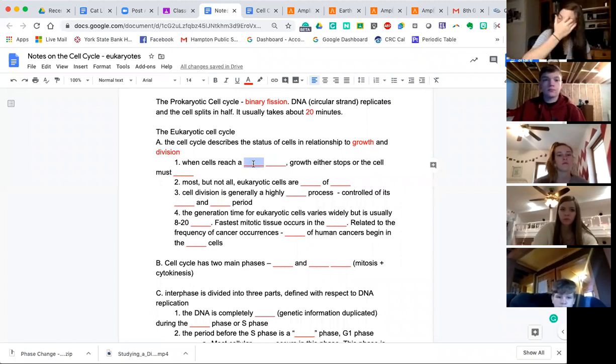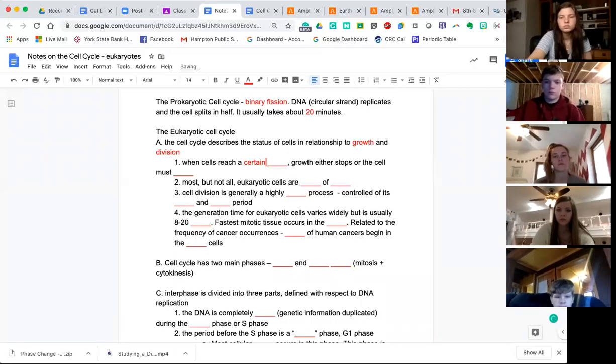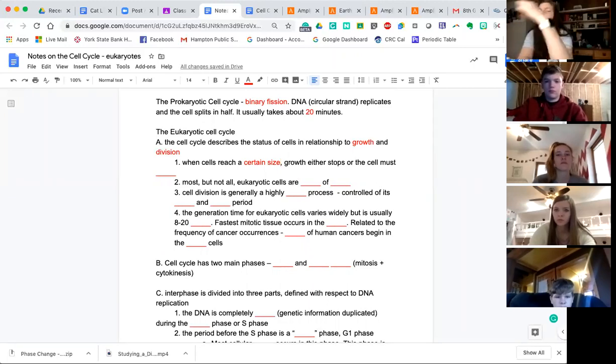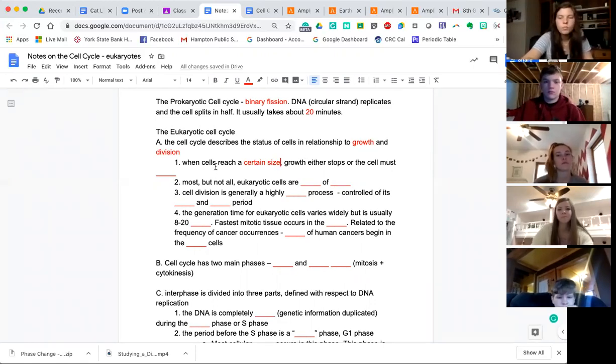Now, what do you think on this next part? What causes things to actually start to divide? When they reach a certain number. Not number, but when they reach a certain size, exactly. Cells can only grow so big until they start poisoning themselves with their waste products. So when cells reach a certain size, growth either stops or the cell has to divide.